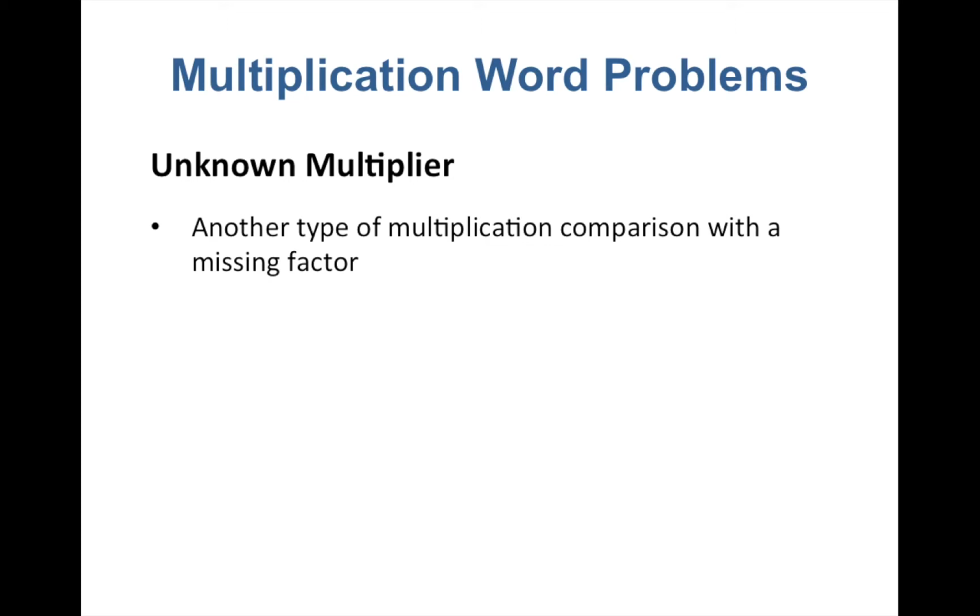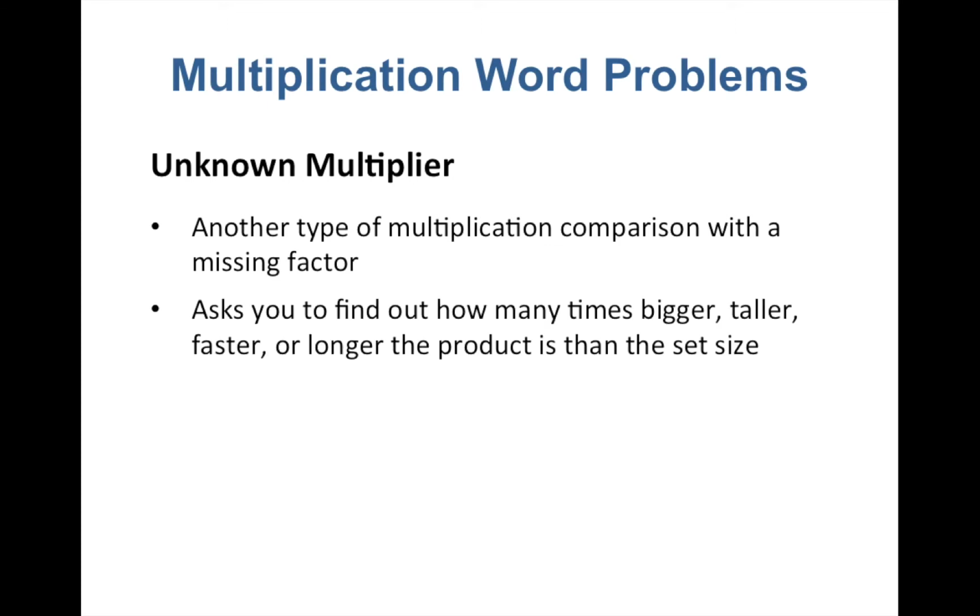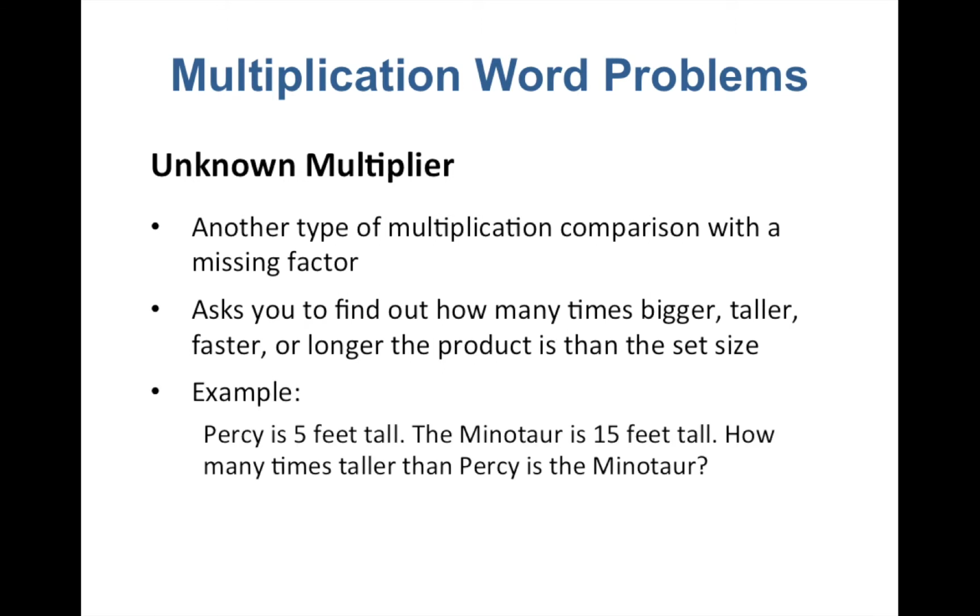And they're another type of multiplication comparison with a missing factor. So you're going to use those skills you practiced in lesson 3. These problems will have many keywords to help you. It will ask you to find out how many times bigger, how many times taller or faster or longer the product or the bigger number is than the set size, the smaller number it gives you. So let's look at an example of one of these problems.